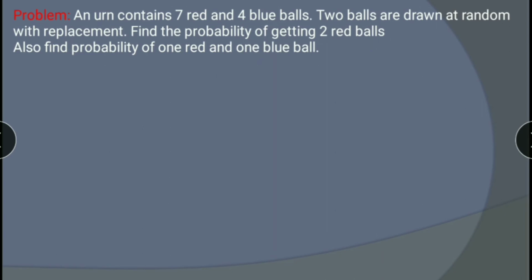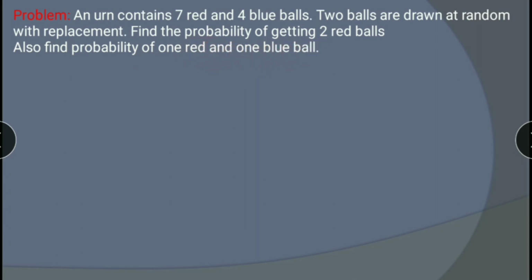Let's see one problem. An urn contains 7 red and 4 blue balls. 2 balls are drawn at random with replacement. Now we have a bowl or urn which contains 7 red and 4 blue balls, and we are taking out 2 balls at random with replacement. It means when we take out one ball, we place it back again. Find the probability of getting 2 red balls. Also find the probability of 1 red and 1 blue ball.